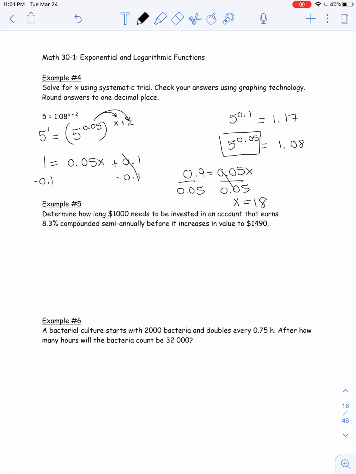So graphically, if I were to do this, if I were to put y1 as 5 to the power of something, y2 as this, you should find that the answer is about 18. So I'm going to do that with you guys actually.